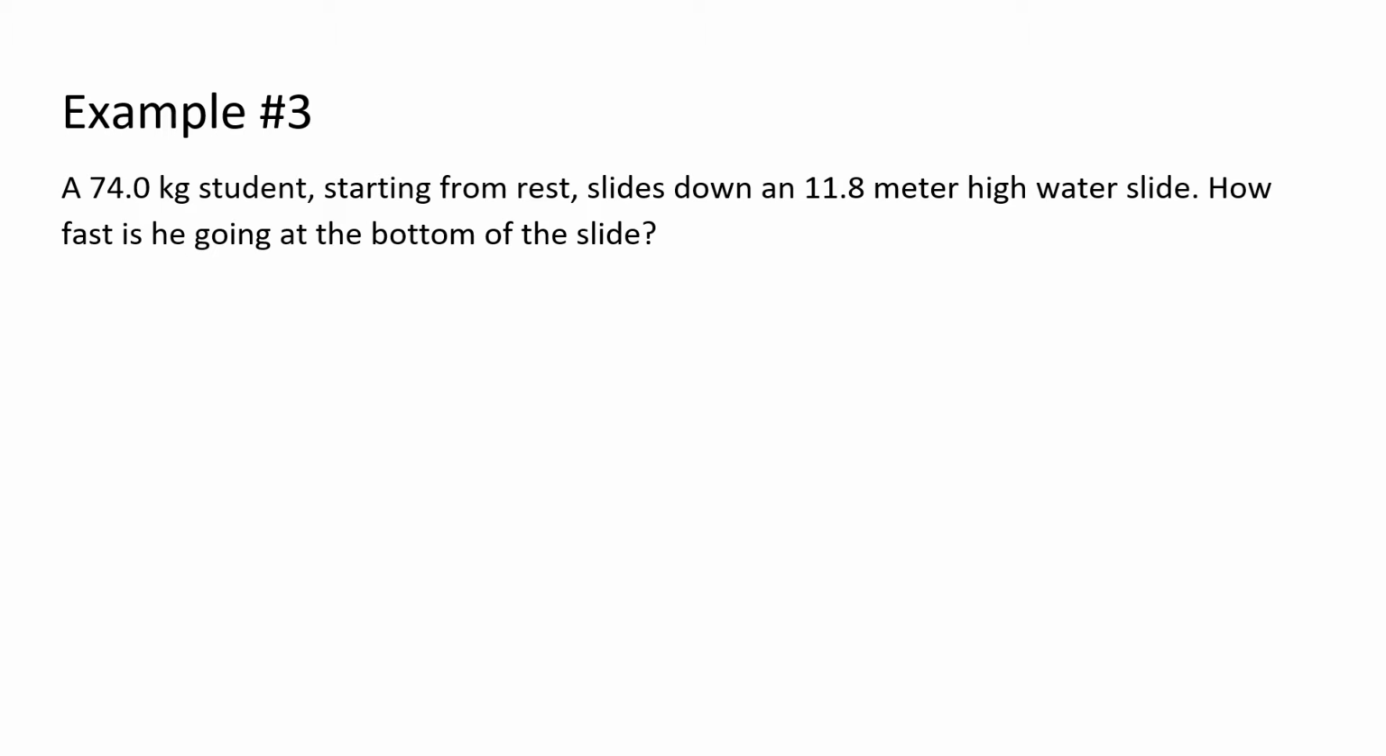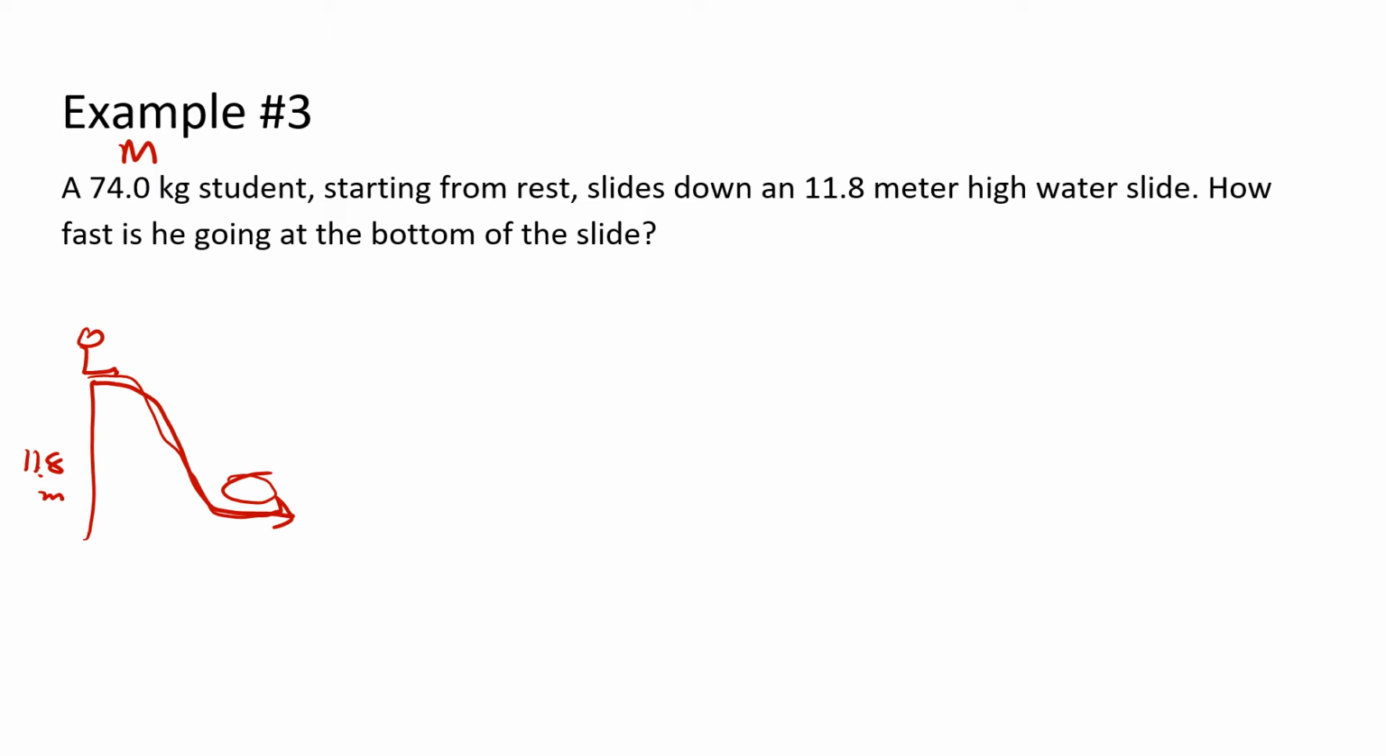Example number 3. A 74 kilogram student starting from rest slides down an 11.8 meter high water slide. How fast is he going at the bottom? So this is your mass starting from rest. Just to visualize it, you have this person on a slide, starting from here, and it's 11.8 meters. Eventually, this person is going to slide all the way down. How fast is he going at the bottom of the slide, right about there? So how do we figure this out?